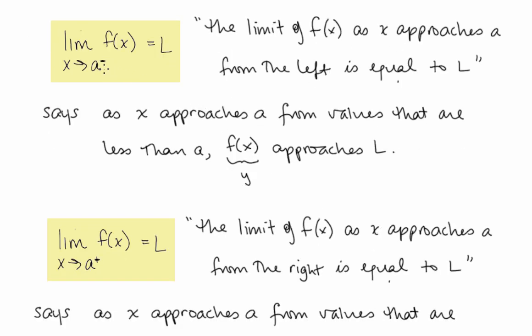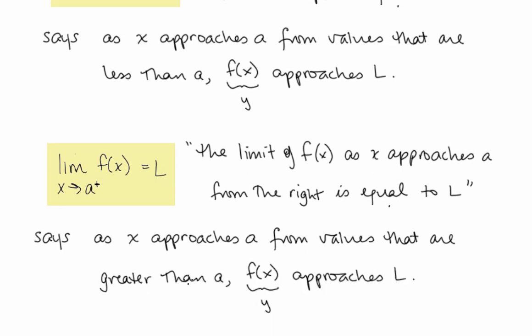Similarly, we have a right-sided limit. The limit of f of x as x approaches a from the right is equal to L says that as x approaches a from values that are greater than a, the f of x values, the y values, approach L.